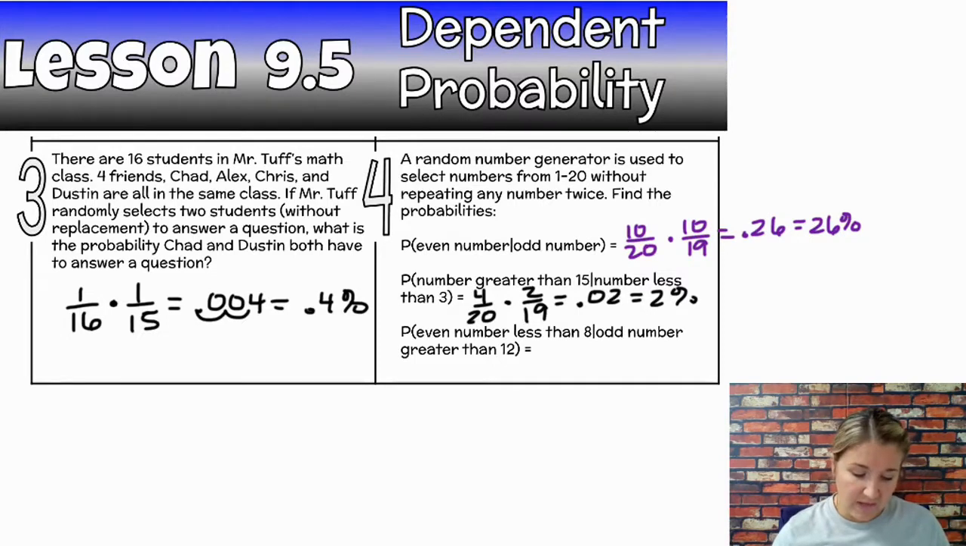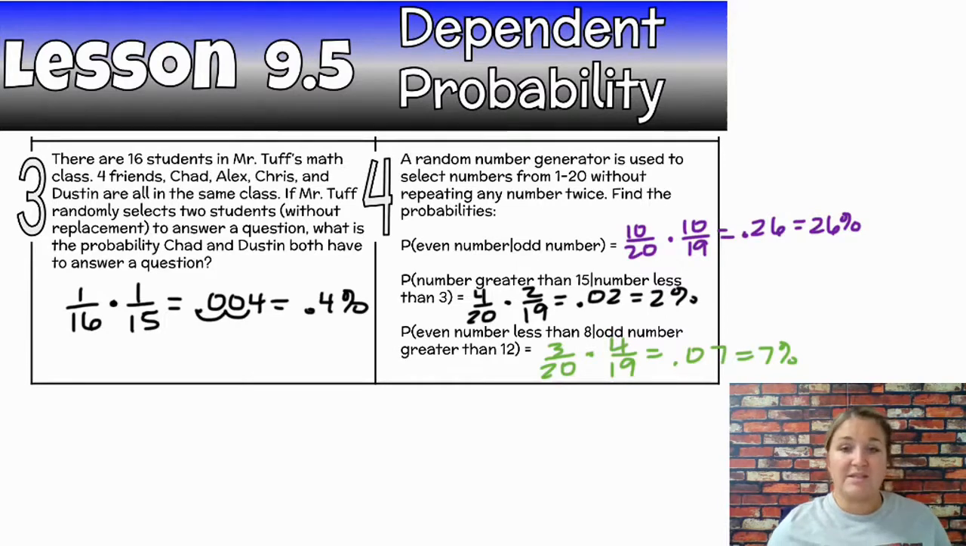And then we're going to find the probability that you get an even number less than 8. So 2, 4, 6, so 3 out of 20. And then an odd number greater than 12. So 13, 15, 17, 19, because we're only going up to 20. So 4, but that's 4 out of 19. And so therefore we would then multiply straight across and you get 0.07 or 7% there.